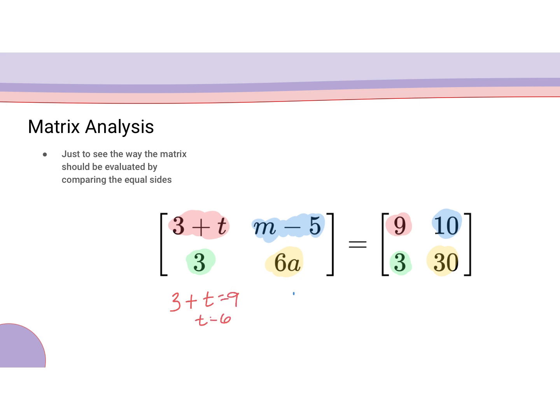So T would have to be 6, M would have to be 15. Fortunately for us, the green one, the second row, first columns are already solved. They're just equal to each other. And here we would get 5. If they're not equal, like for example, if the green 3s were not the same value, then that means that the matrices are just not equal, unless there's something else happening here. But as it is, each cell has to be equal to the other cell.